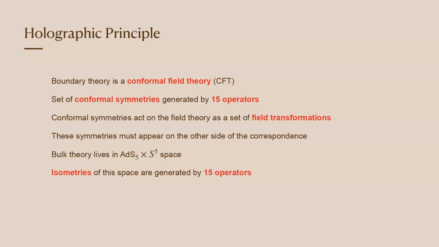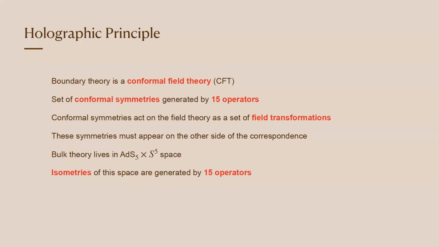So conformal symmetries act on the field theory as a set of field transformations. You can apply, say, a rotation on the field, a boost on the field. So these symmetries must appear on the other side. The symmetries must match. In the bulk theory, this theory lives in this particular space, AdS5 cross S5, and this space has symmetries.